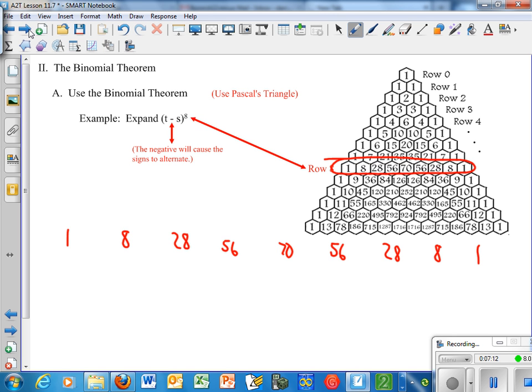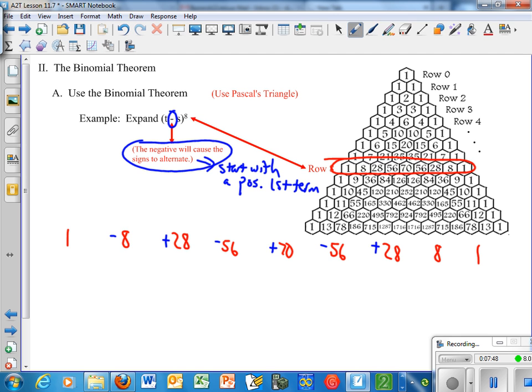All right, the last one was a plus sign in the middle of the binomial. Notice this is a negative sign. This negative will cause the signs to alternate, and you always start with a positive first term, because my first term in there is a positive. It's not a negative. t is positive. So what that means is the 1 is going to be positive, then this is going to be negative, then this is going to be positive, this term is going to be negative, this is going to be positive, this is going to be negative, positive, negative, positive.